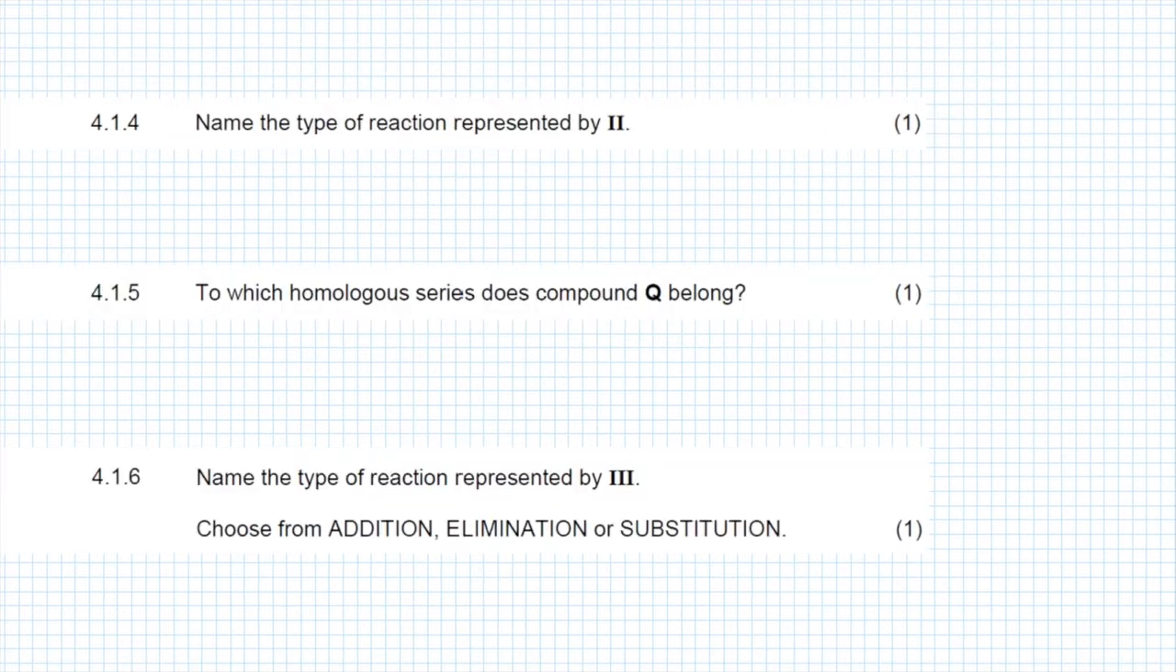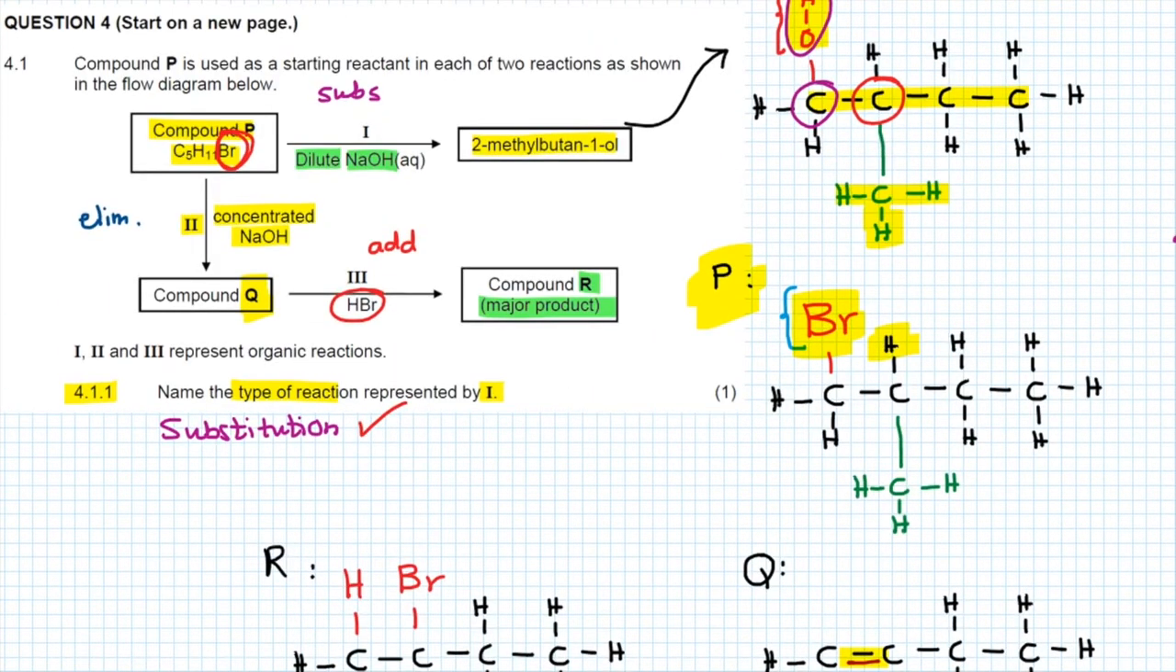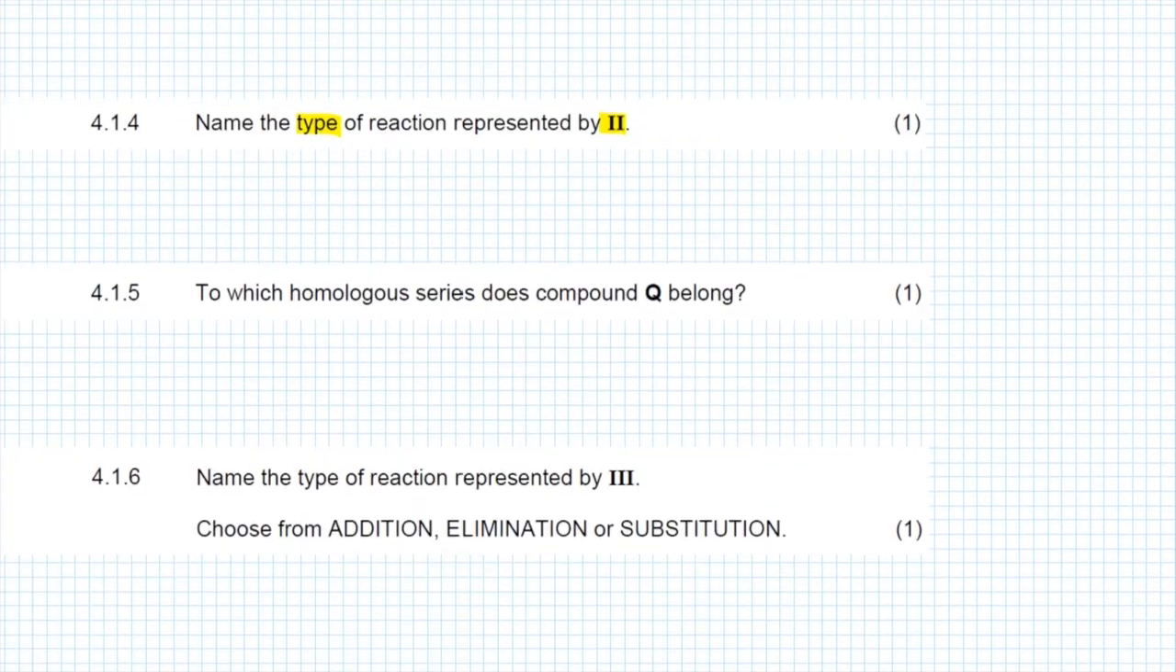Question number 4.1.4 says, name the type of reaction represented by 2. If we go up, we remember the type of reaction is an elimination reaction. If you would like to be specific, we call it a dehydrohalogenation reaction. And we can write that down for 1 mark.